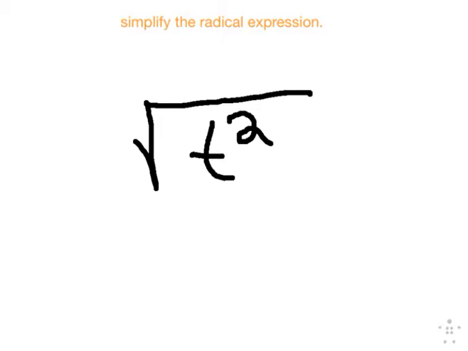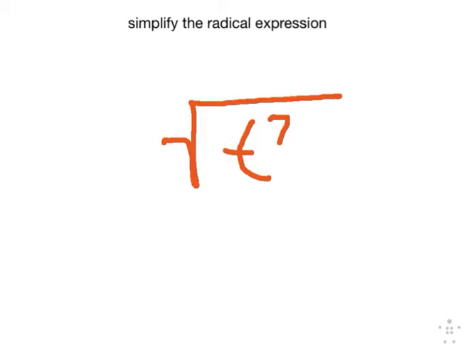Now let's talk about simplifying radical expressions that have letters. Here we see that we have t squared. With radical expressions that have letters, it's a lot simpler. We're just looking for even numbers. And in this instance, we see that we have a 2. So we would just take half of it. So half of 2 is going to be 1. So this simplified would just be t.